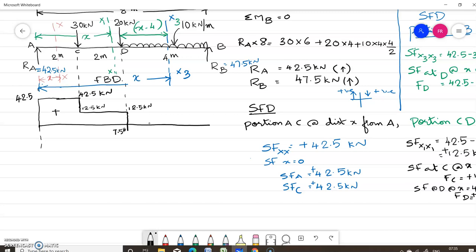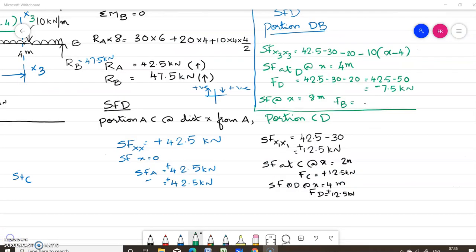Okay. Now we can find out what is the shear force at B. Shear force at B means at x equal to 8 meter. The equation becomes 42.5 minus 30 minus 20 minus 10 into 8 minus 4. 10 into 8 minus 4 is 40. So this value is equal to minus 47.5 kilonewton. Okay. So we can draw the shear force diagram.